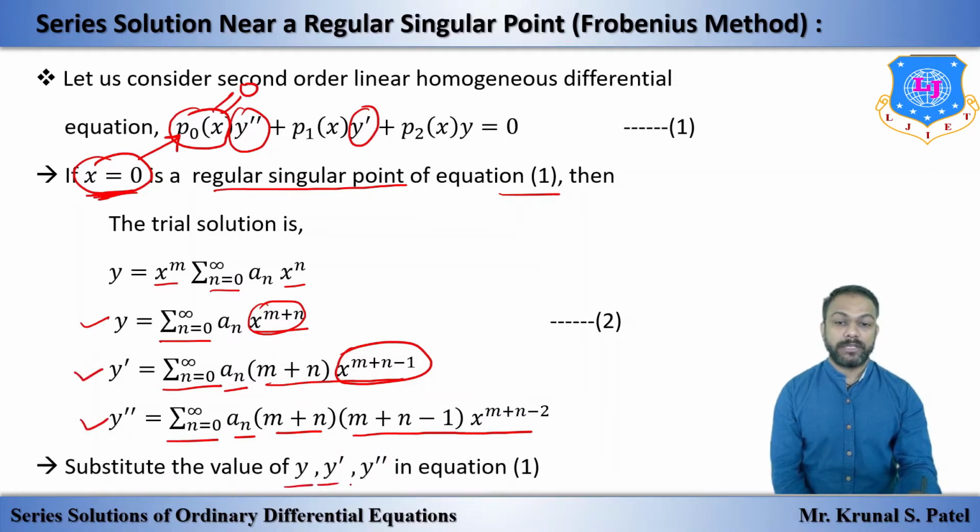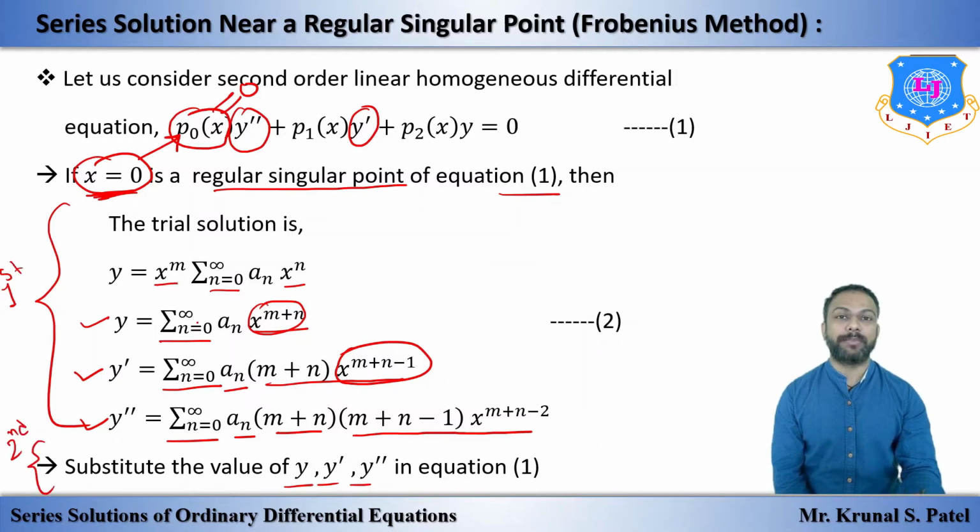Substitute this. So as I told, we have 7 steps. That means step number 1 trial solution, second step substitute, third step simplify, fourth step make power of x equal, fifth step make limit of sigma equal, sixth step collect the like power of x. Okay, these are the 6 common steps. Now in the 7th step, near an ordinary point, we just equate to 0 the coefficients of various powers of x.